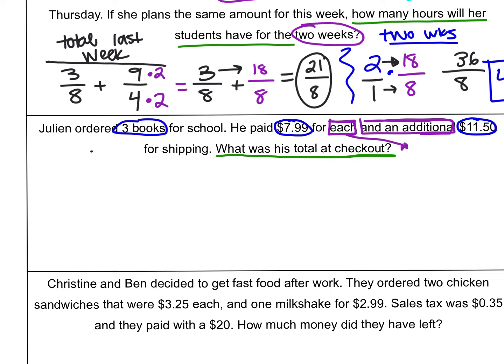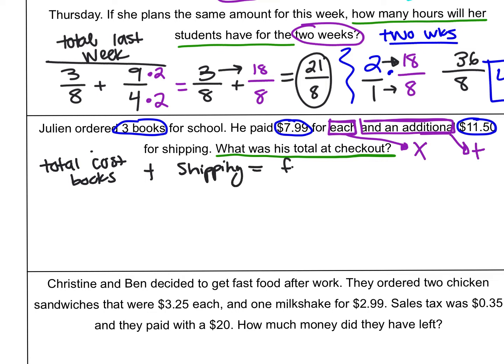Okay, so this "each" means that for 3 books, it was $7.99 each. In this case, since my amount is going up, right, I'm buying multiple books, we're going to multiply. And then this "additional" means I'm going to add that $11.50. So I'm going to have the total cost of books plus the shipping cost is my final total.